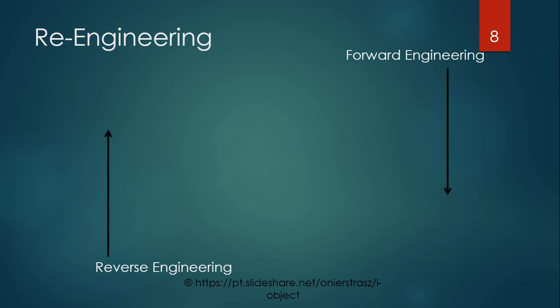Re-engineering is the addition of two things. First one is reverse engineering and second one is forward engineering. Reverse engineering is a down to top approach and forward engineering is a top to down approach.